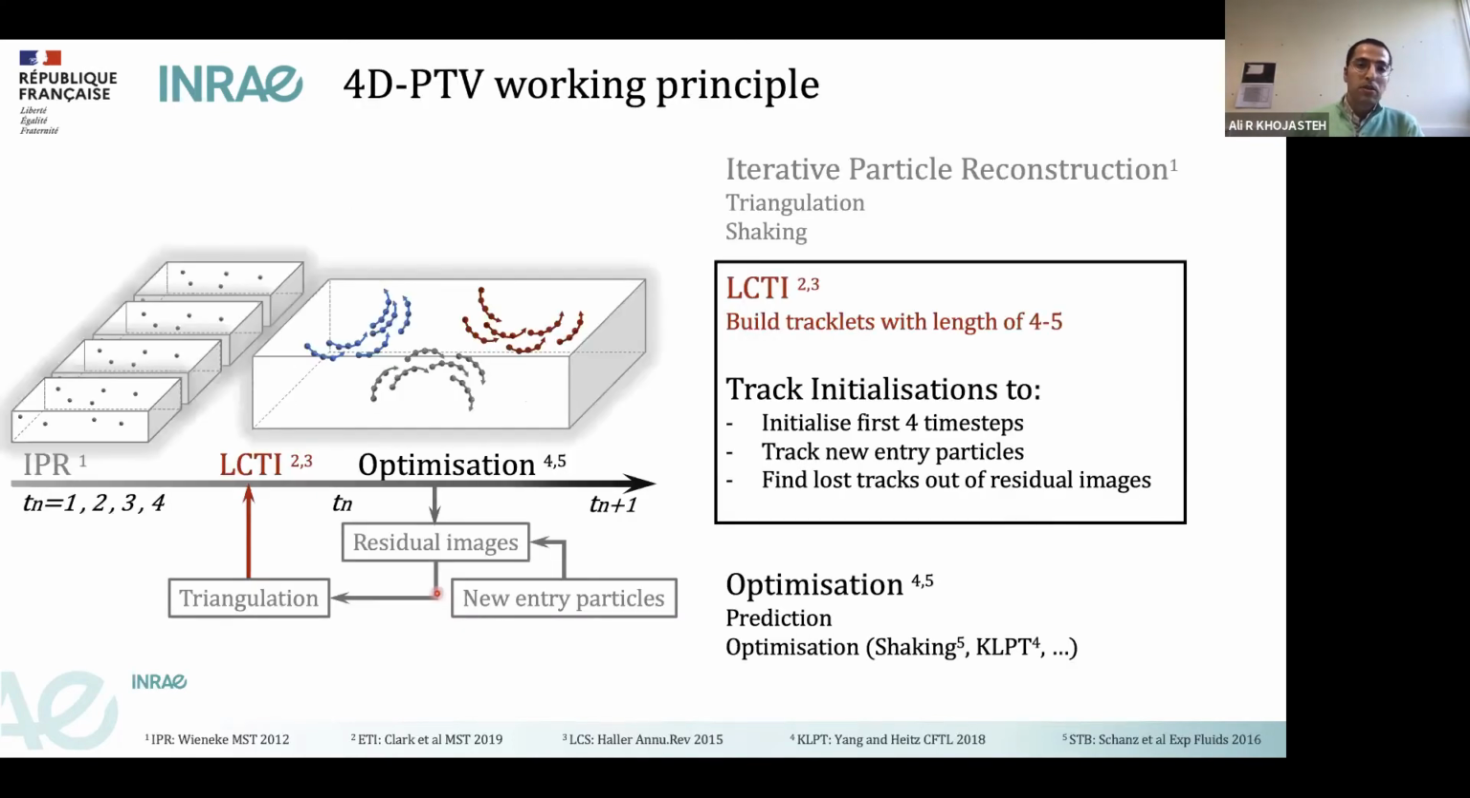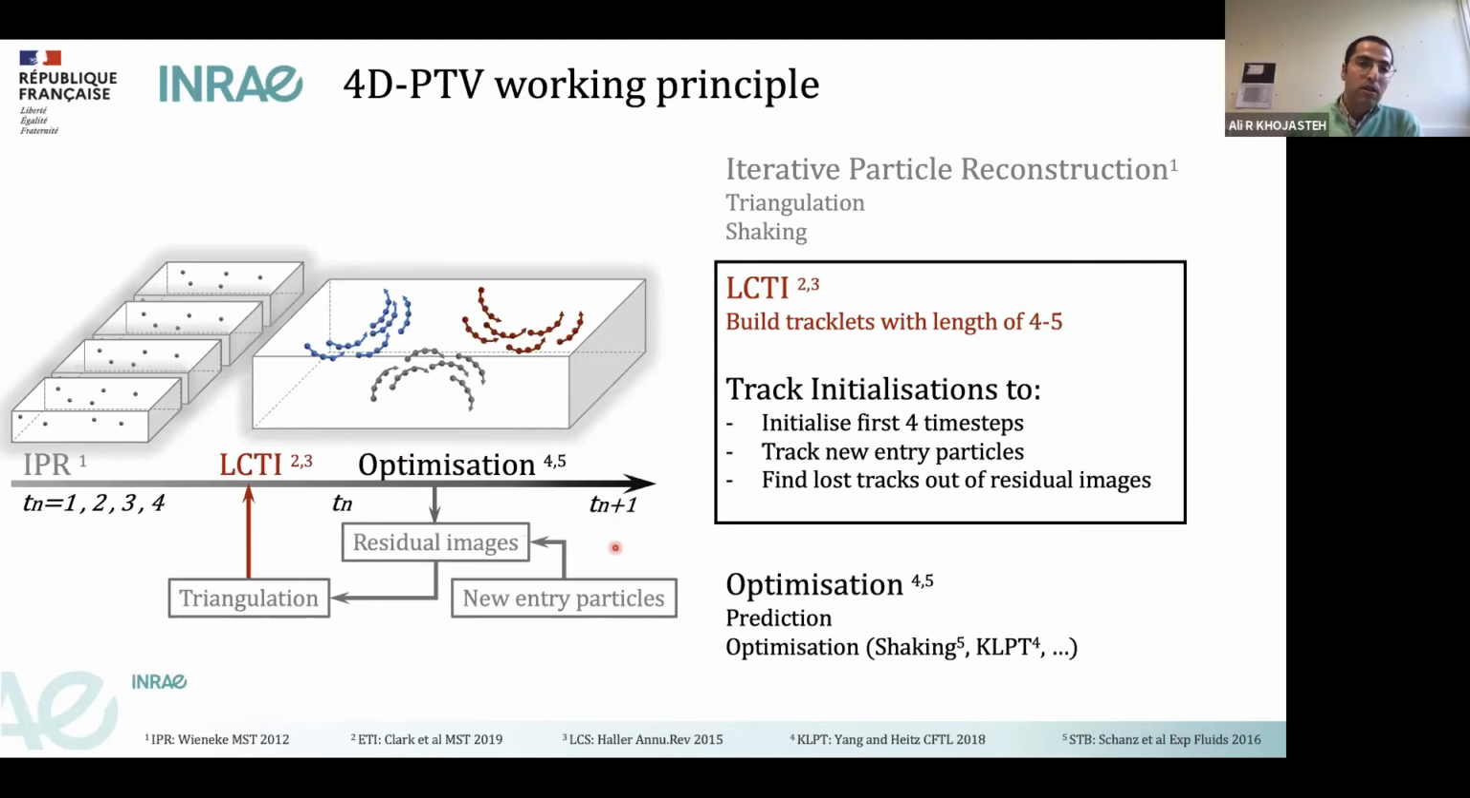For the PTV workflow, as Sean presented very well, we first start with IPR. We have some triangulation and shaking to get optimized positions in the world space. Then we switch into track initialization, where we create tracks out of 4 to 5 time steps. Then we have tracklets with lengths of 4 to 5. Then we switch into optimization, where we have prediction and optimization in this box to continue tracks. During this process, we always have some residual images, and we always have some new interior particles. These are things that I would like to mention.